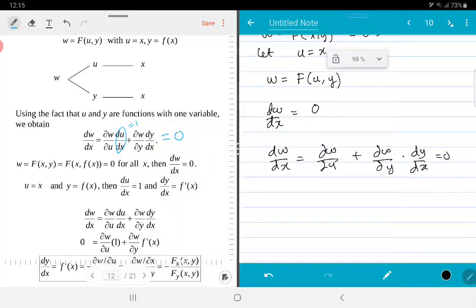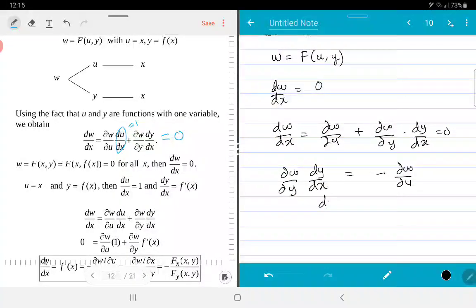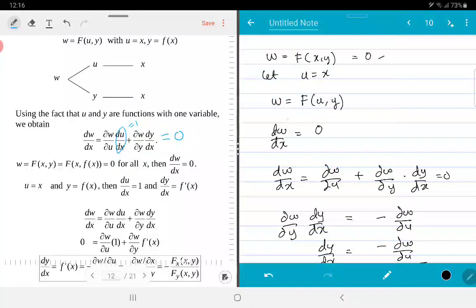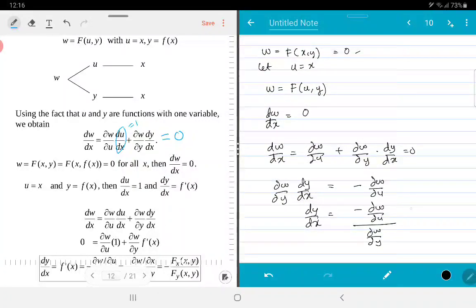Then doing some mathematical manipulation, we can write dy/dx is equal to negative partial w partial u over partial w partial y. But remember before, w is equal to f(x,y), or when you let u equal x, w is equal to f(u,y). So we can also use f instead of w, and write this down as negative partial f partial u.